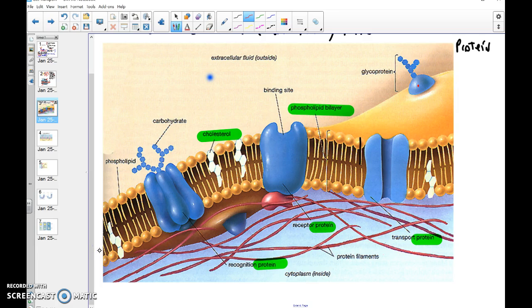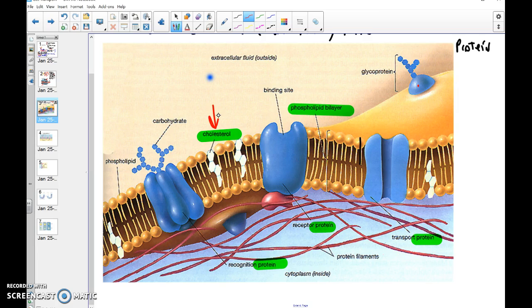So, let's talk a little bit about some of the stuff that makes this up. For starters, we're going to go with cholesterol. Now, I'm sure you've heard about cholesterol. Cholesterol is bad for you. It gives you heart disease. Except that cholesterol, like everything that's potentially bad for you, serves a purpose. And the purpose of cholesterol is to keep your cell membrane fluid.